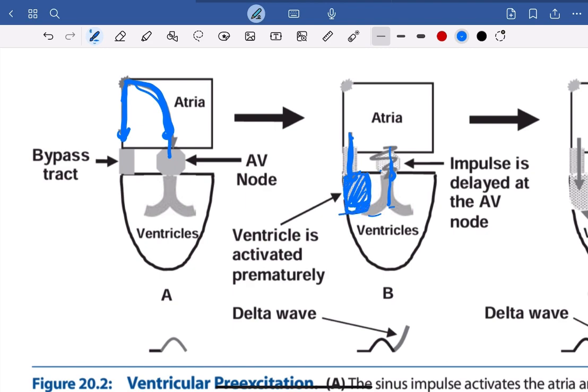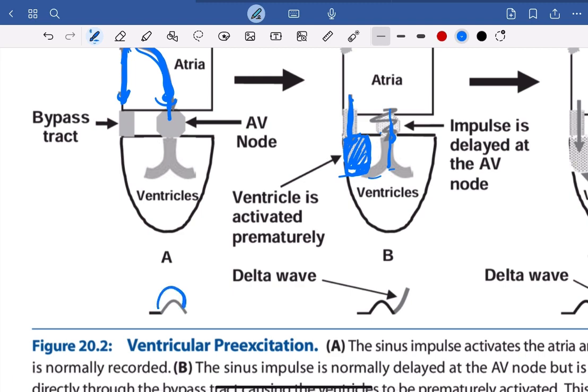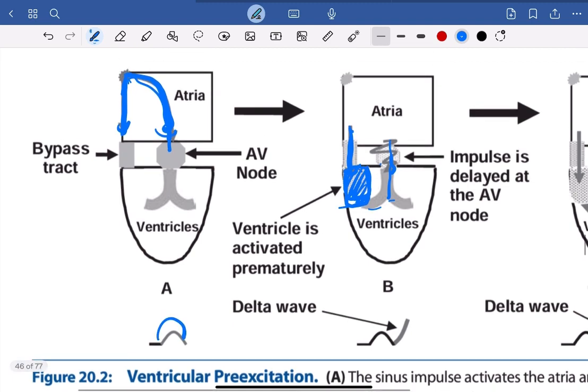So the atria are depolarized normally because there is no abnormality in the atria. So you get a normal P wave. So when this part of the ventricle is pre-excited, before the current reaches the ventricles, this part is already pre-excited. So there is a positive deflection, and this is myocyte conduction. So it is delayed. So there is a positive slurred upstroke. That's why you get delta waves.